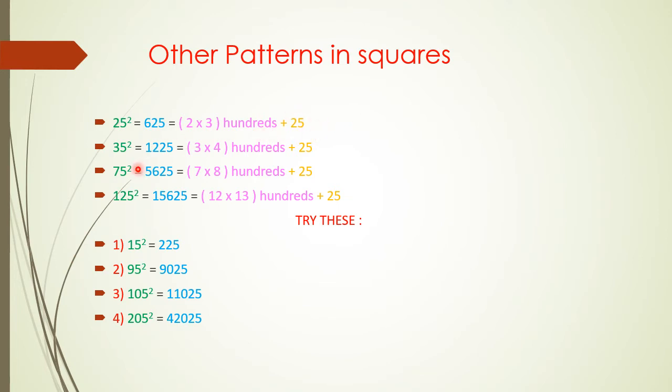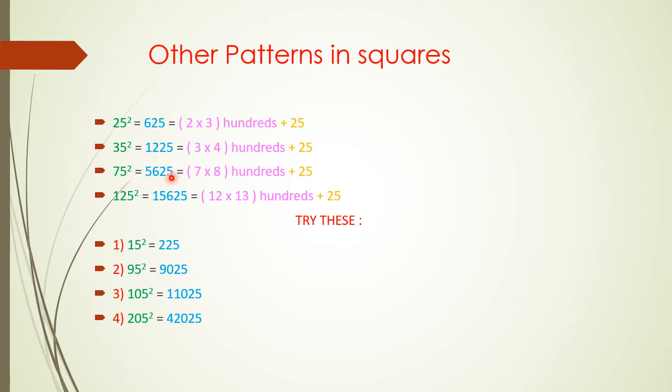Okay children, and 35 square, see here 5 coming, we write 25. Then these remaining digits, 12, how do we get? Take the digit 3 and the next digit. So after 3 we have 4. So multiply 3 into 4. So we get 12. Then we write 25. So it means 3 into 4 hundreds, 3 into 4, 1200. 1200 plus 25. We get 1225.